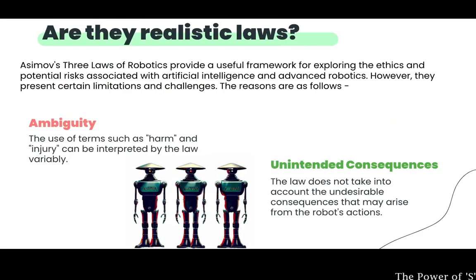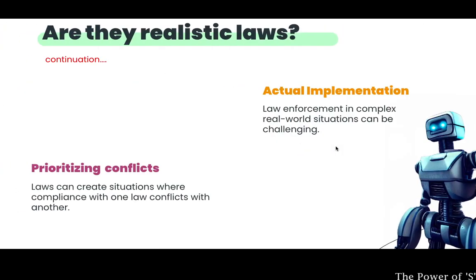But, are they realistic laws though? Of course they are. The use of the terms harm and injury can be interpreted by the law variably. We do not know what those mean for sure. There are also unintended consequences. The law does not take into account the undesirable consequences that may arise from the robot's action, because its third law states that the robot needs to defend itself. So what? Will a robot go and kill the human in order to defend itself? Is it okay for a robot, a non-living thing with no emotions, to kill a living species? I don't really think so, but that's what we're discussing under are they realistic.